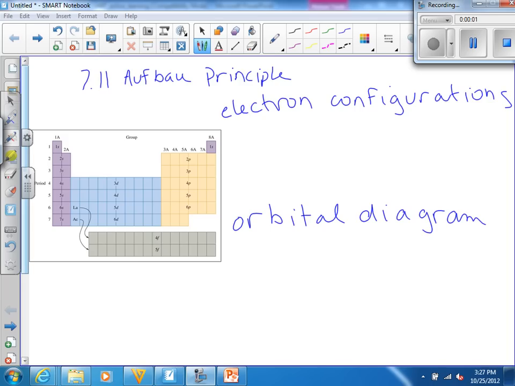We're going to go over section 7.11, the Aufbau principle. We're going to do electron configurations and orbital diagrams.